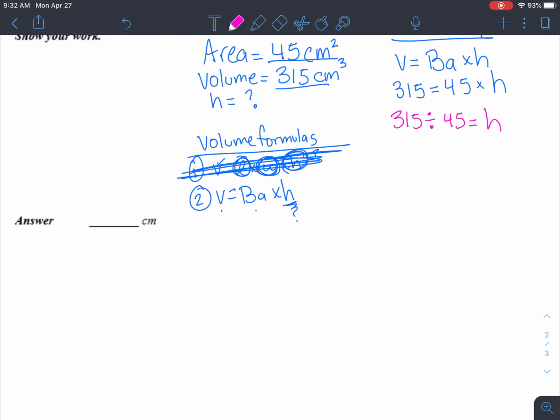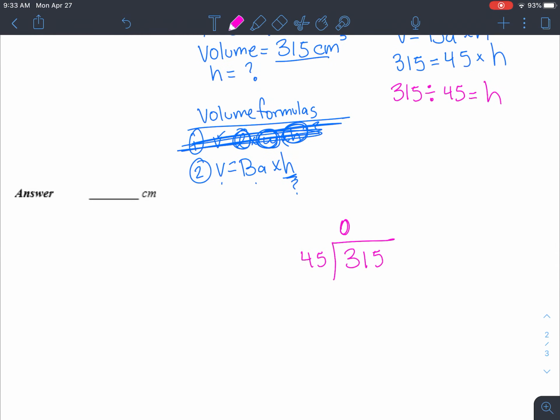Remember, no cheating. I'm going to go ahead and set up my long division. 315 divided by 45. 45 goes into 3 0 times. 0 times 45 is 0. Subtract, I get 3. Let's bring down the 1. 45 goes into 31 0 times. 0 times 45 is 0. Subtract, I get 31. Bring down the 5.